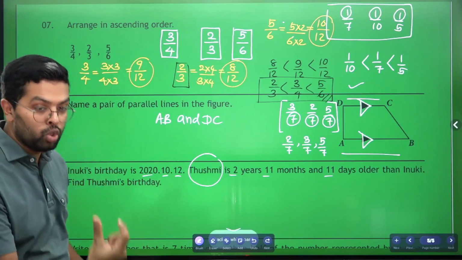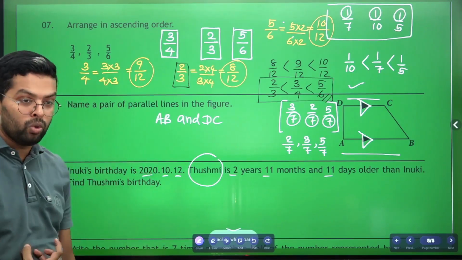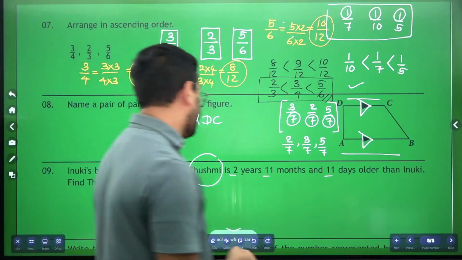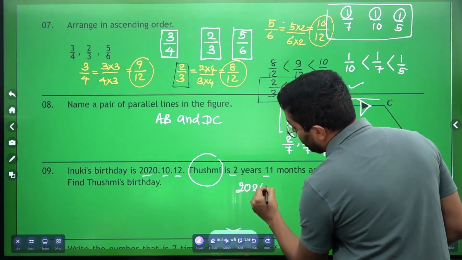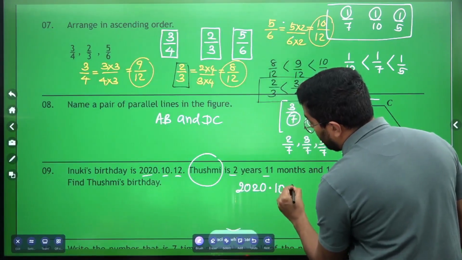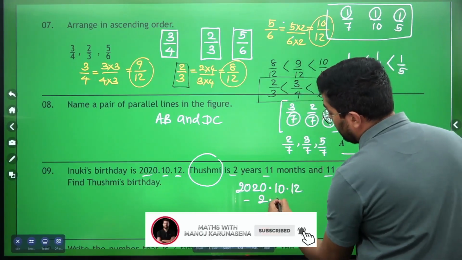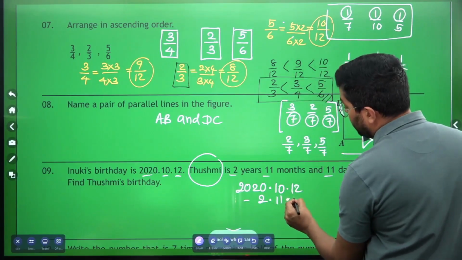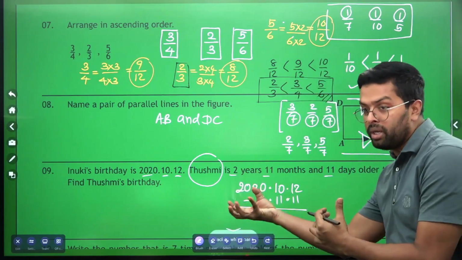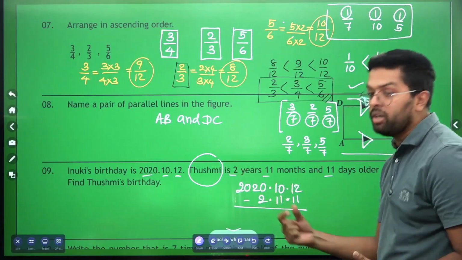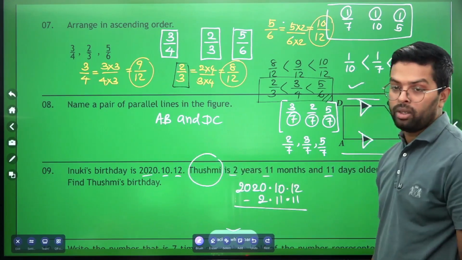Since Tushmi is older than Inuki, in order to find Tushmi's birthday we have to subtract, not add. We have to subtract 2 years, 11 months and 11 days. We have to get a year before 2020, because Tushmi is older, so she should be born earlier than Inuki.